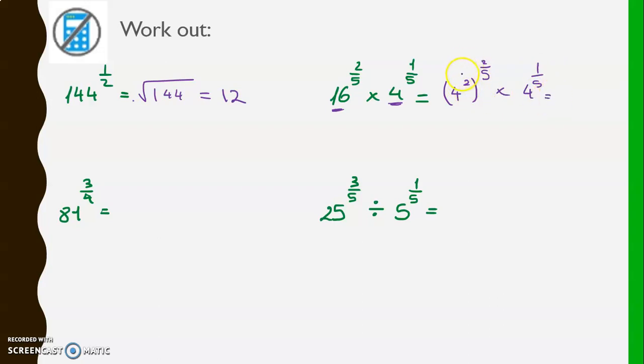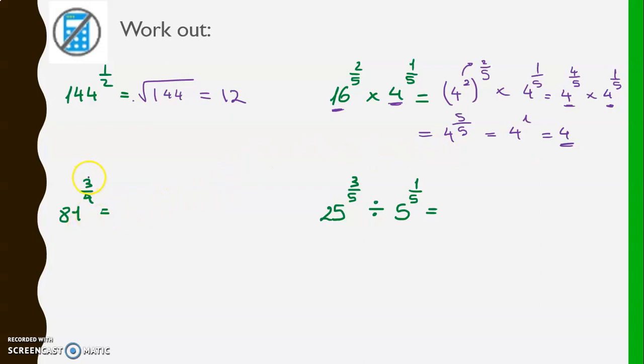Here we have a power of a power, so we multiply those. That's 4 to the power of 4/5 times 4 to the power of a fifth. Same base, multiplication, which means we add the powers. That's finally equal to 4 to the power of 5/5, which is 1. 5/5 is 1, 4 to the power of 1 is 4. And that's the answer.